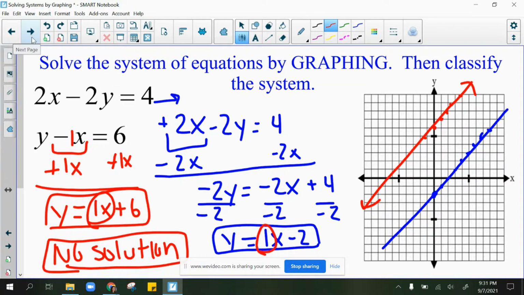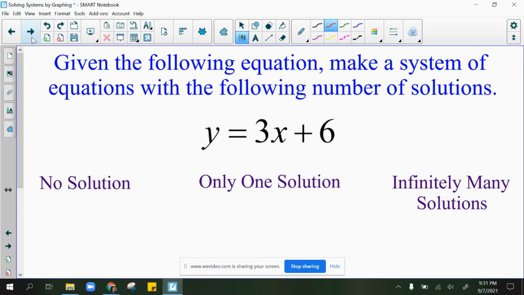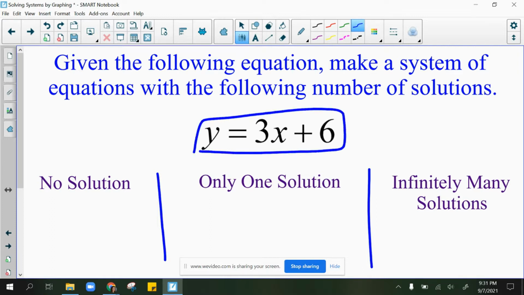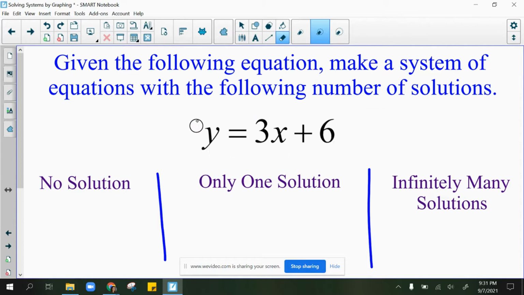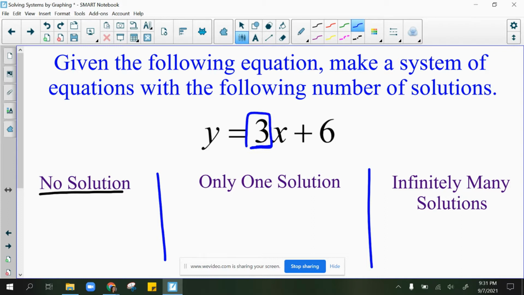Okay. Last type of question is sometimes we might ask you to create an equation rather than graph it. Okay. So if I want you to make 3 different equations using this as one of them, I'm really testing you on, do you know stuff about their slope? Okay. So if I wanted to create an equation that was no solution, what that would mean is it would have to have the same slope. And what does this slope have? It has a slope of 3. So I need to make a new equation where it has the slope of 3. So I'm going to put 3x, but I'm just going to change this last number. I'm going to change it so that it's not a 6.